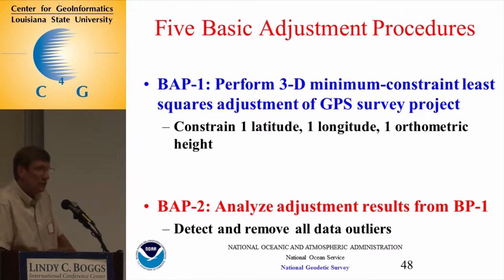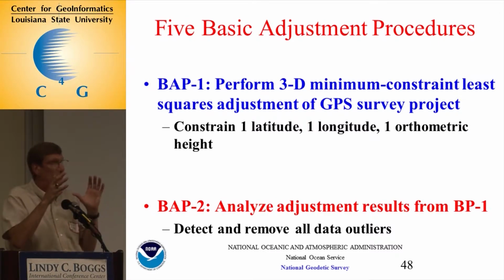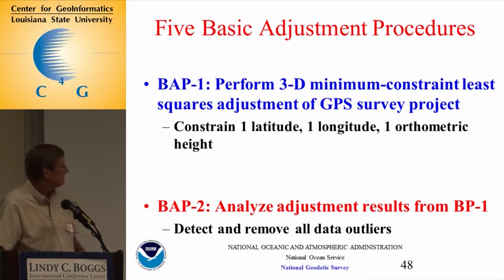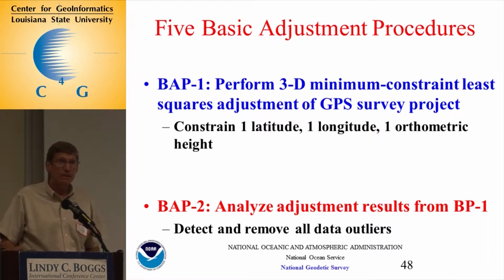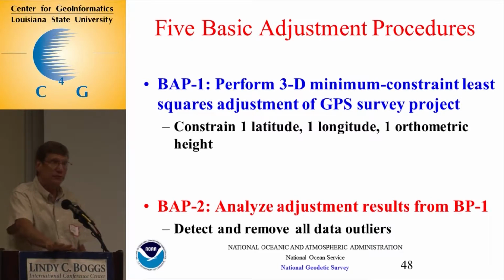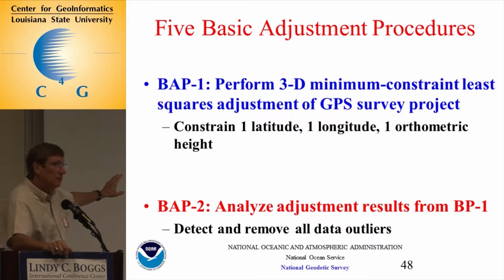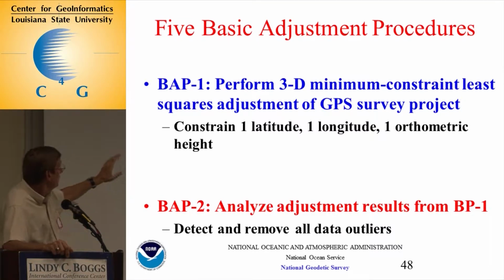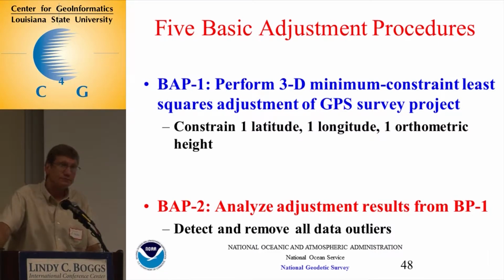So once you identify where you occupy these stations and you got it surrounded and you have them every 20 kilometers, you got to perform adjustments, okay? So there's basically just 5 basic procedures to doing adjustments for these orthometric heights. A 3D minimum constraint least square adjustment, all right? You hold a latitude, longitude, and ellipsoid height.